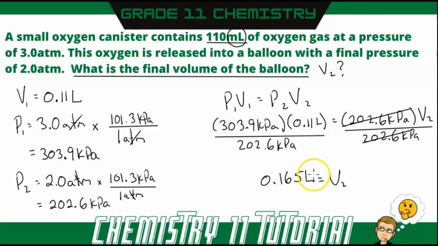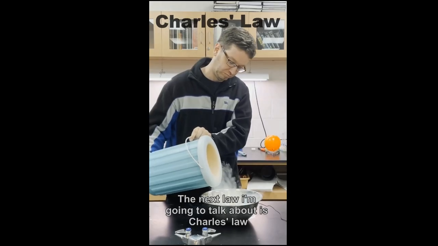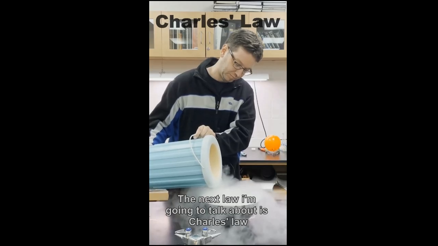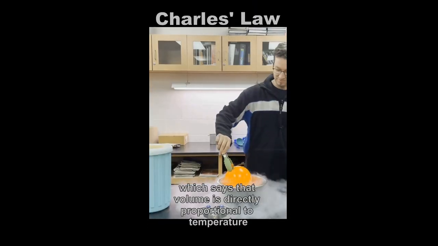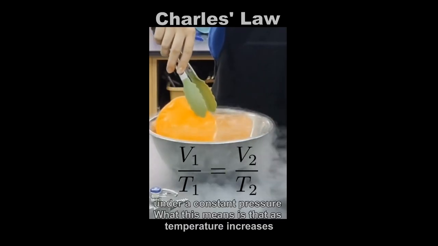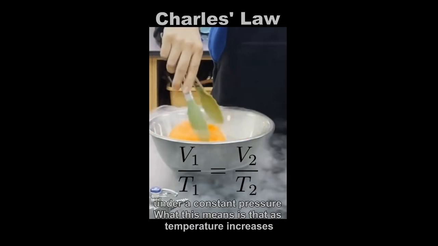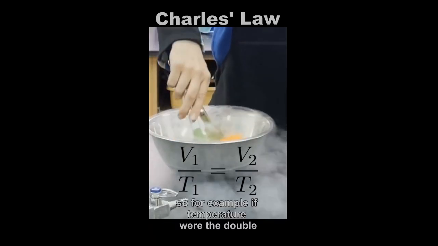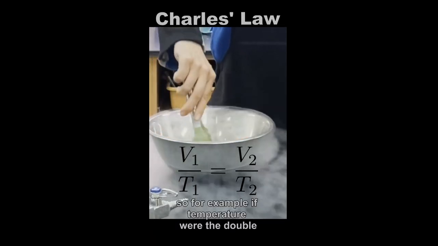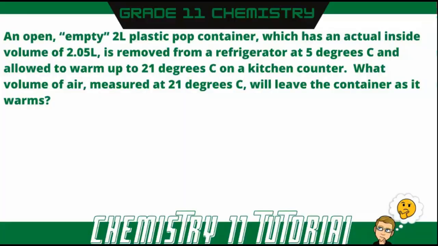Let's go to the next gas law. The next law I'm going to talk about is Charles' law, which says that volume is directly proportional to temperature under a constant pressure. What this means is that as temperature increases, volume increases as well. So for example, if temperature were to double, volume would double. Alright, now let's do a question with Charles's law.